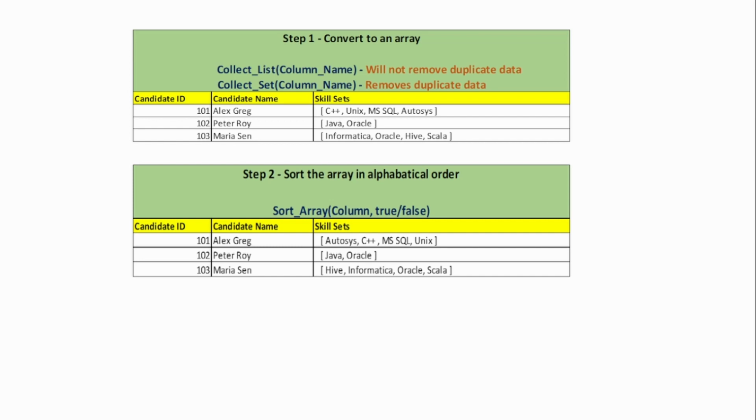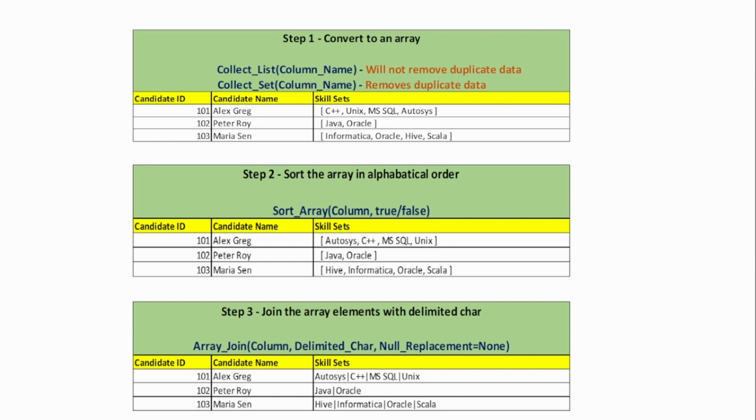After this step, we will proceed to step 3, where we will be joining these array elements with some delimited string. For that, we will be using the array join function. This function treats each element present in the array as a separate string and joins them with the specified delimiter character. This function accepts 3 arguments. The first argument is the array type input column. The second argument is the delimiter character. The third argument is completely optional, which is null replacement. If we want to replace null with some string, then we can have this parameter, otherwise we can ignore it. After we apply all 3 steps, we will get the required output.